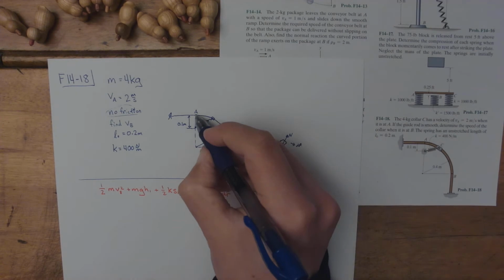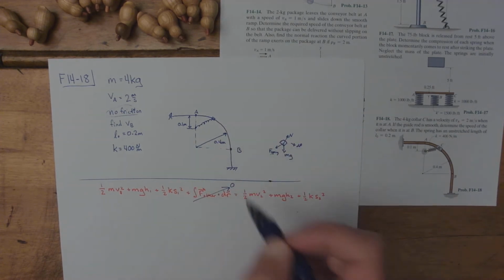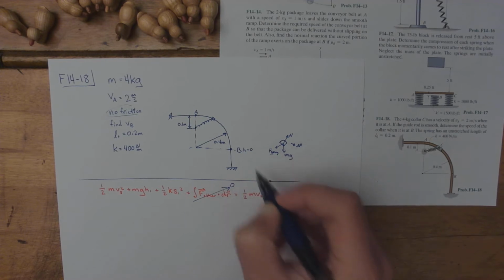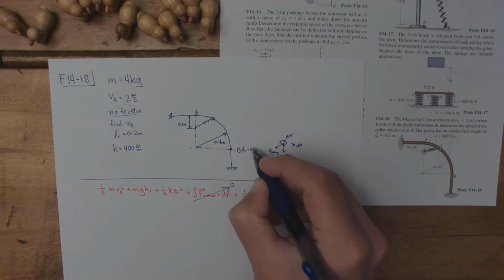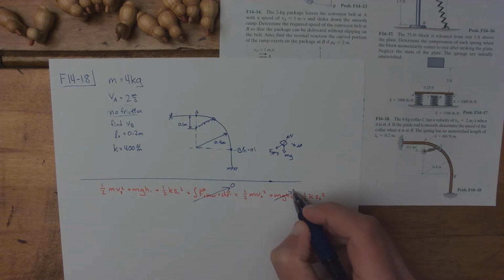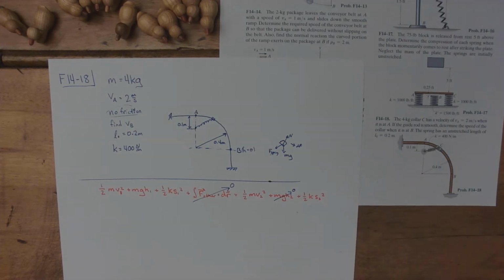Our initial point is A, our final point is B. We can put the datum at B and say this is where the height is equal to 0, and thus we can make the final gravitational potential energy 0. I know the mass, I know K, and I can figure out S for the spring at position A and also at position B. So I think I'm ready to plug things in.